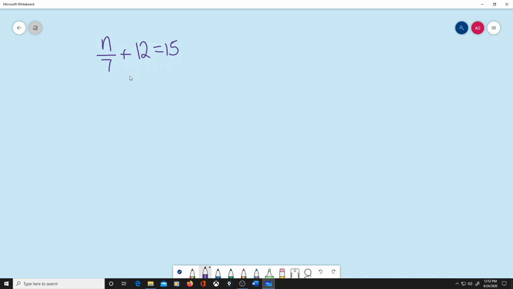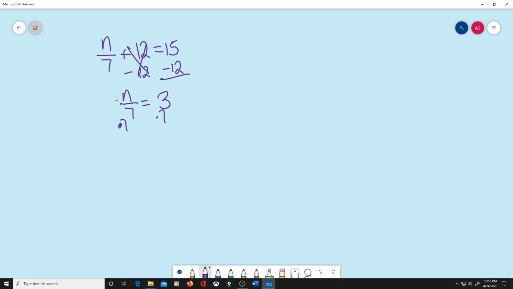So again, I've got a positive 12. I want to get rid of it, so I subtract 12. And I do that on both sides to keep it balanced. That goes away. I'm left with n divided by 7 is equal to 3. And so now I know I've got to think about this as what would I divide by 7 to get 3? Or in other words, what do I multiply 3 by to make this number? Okay. So now I'm going to go times 7, times 7.